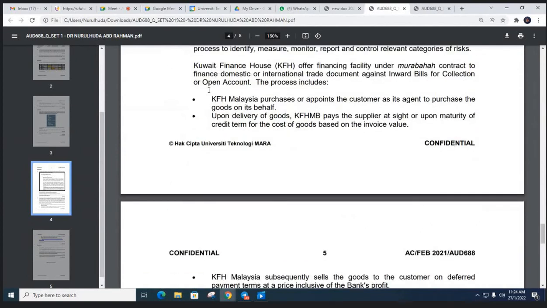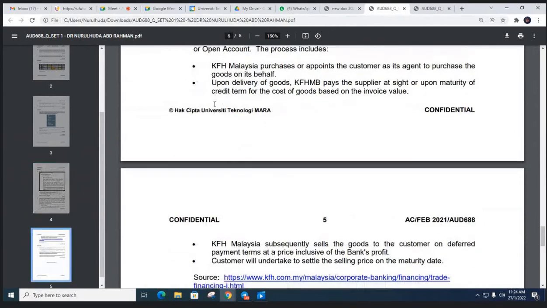Dia punya transactions ataupun proses, KFH purchase or appoint customer as an agent to purchase the good on its behalf. And then KFH pay the supplier. Okay. And then KFH sells the good to the customer, cost plus profit. Customer will undertake to settle the selling price on the maturity date. Okay.